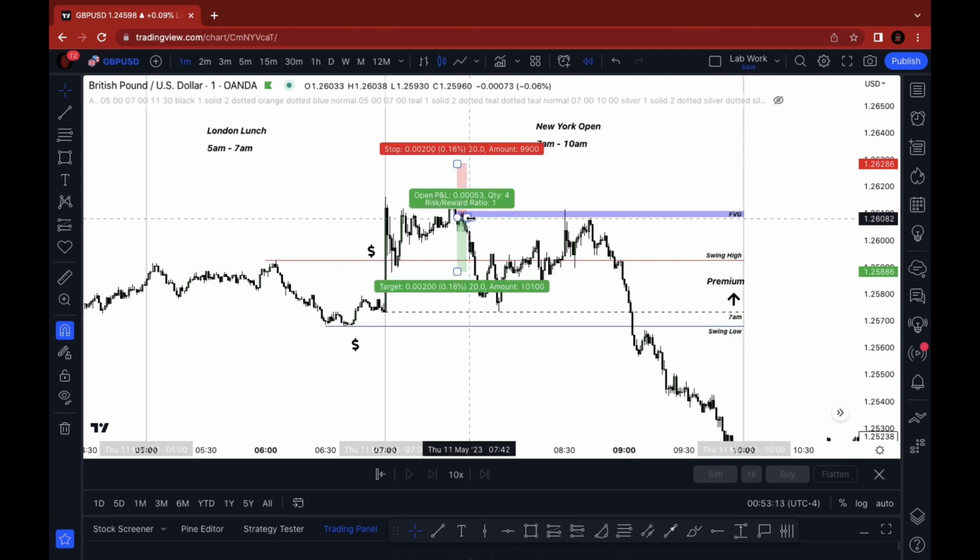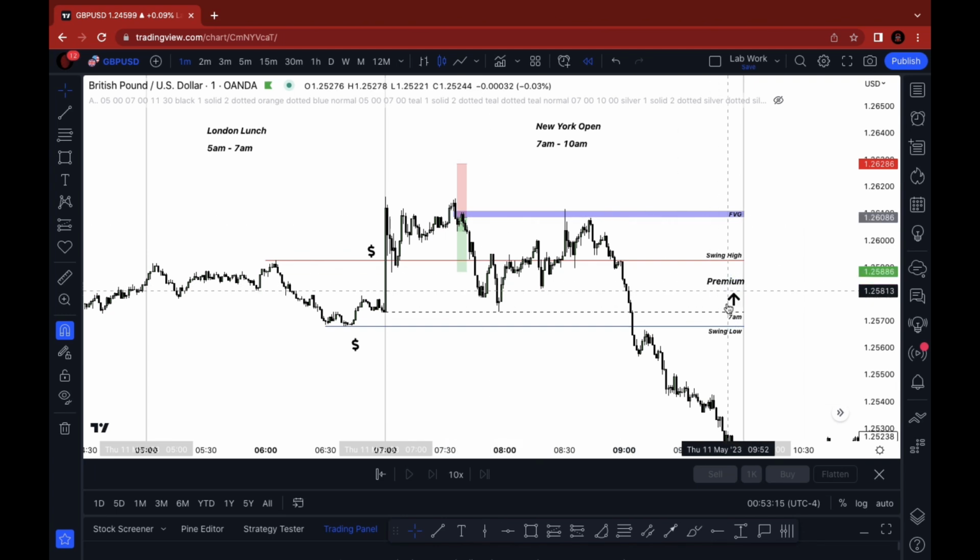The fact that the fair value gap is forming above premium, or 7 a.m. opening price, gives us more confidence that we should be going short, aiming for sell side liquidity, especially after the 15-minute swing high was broken during the London lunch.